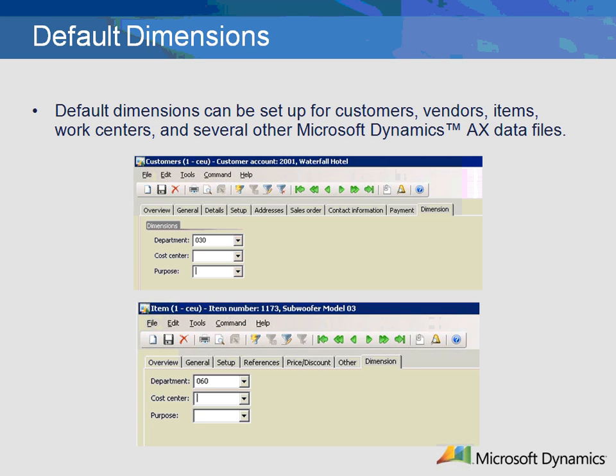Item 1173 has a default dimension for department. When a sales order, purchase order, or production order is entered for this item, the department dimension will default. Setting up default values will help expedite data entry and ensure that the correct dimensions are used.